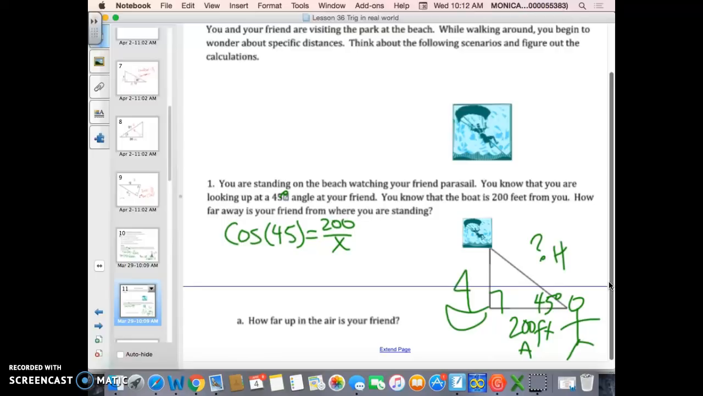X is down low, so you're not going to multiply on this one, you're going to divide. Basically, you're going to type in 200 divided by cosine 45. Make sure your calculator's in degrees. So he's about 283.